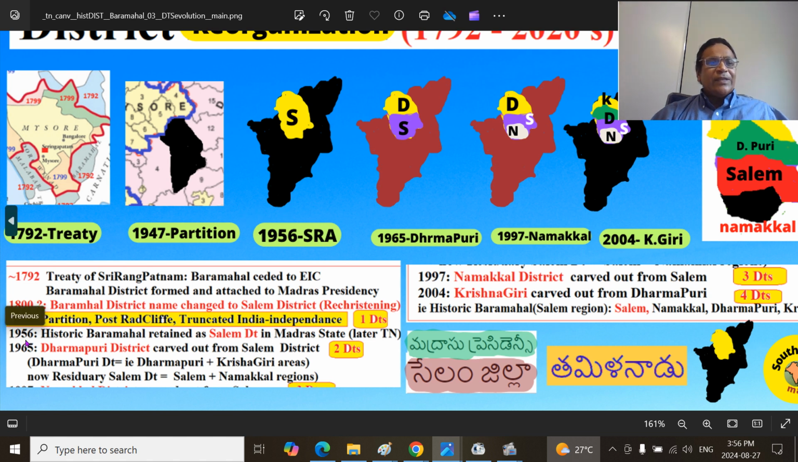So 56 State Reorganization Act, linguistic provinces. Historic Baramahal district retained as Salem district in the Madras state. After 1962 or so, it was named as a Tamil Nadu state. 1965, Dharmapuri district was carved out. This Dharmapuri district with Krishnagiri regions also, that is the Hosur, Denkanikottai, and all those areas, Thali and all those. Then residuary Salem district. Remember 1997, 3 years before the millennium, Namakkal district was formed from Salem district, and 4 years after the millennium, the Krishnagiri district was carved out of Dharmapuri district.